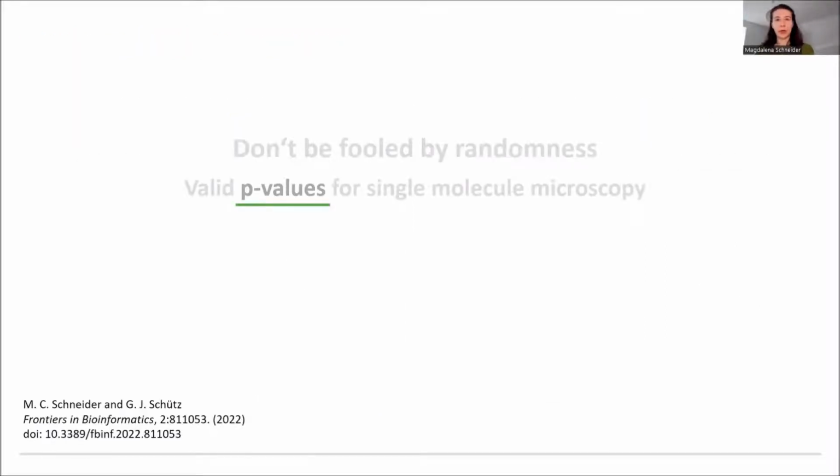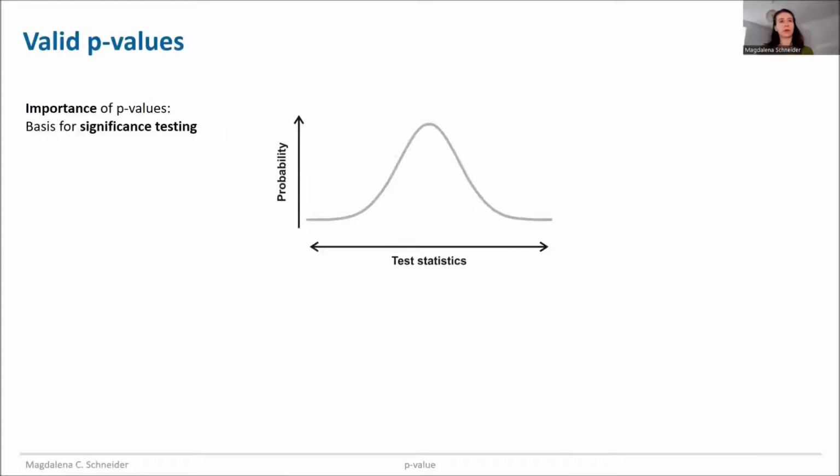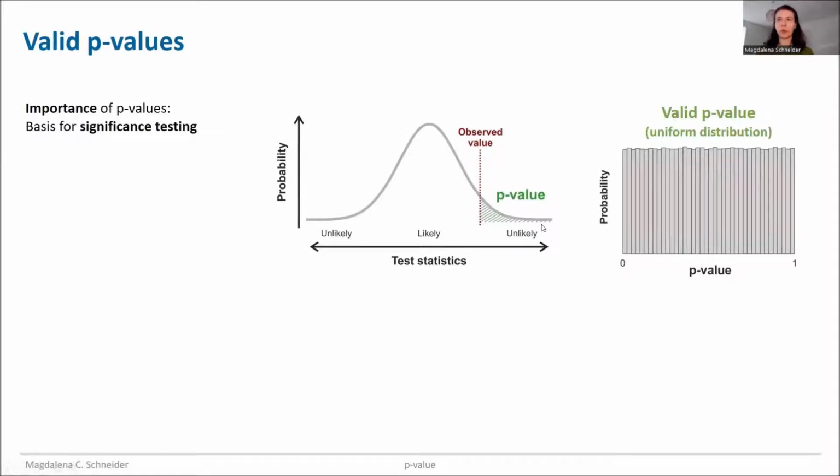So now about p-values. P-values are very important as they are the basis for significance testing. For a significance test, you need a certain test statistic, and under the null hypothesis, this test statistic will show a certain distribution with likely ones and rather unlikely ones. If you record an experiment, then you will observe a certain value for this, and the p-value is just given by the integral under the curve here. Importantly, if the p-value is valid, then it should show a uniform distribution under the null hypothesis.